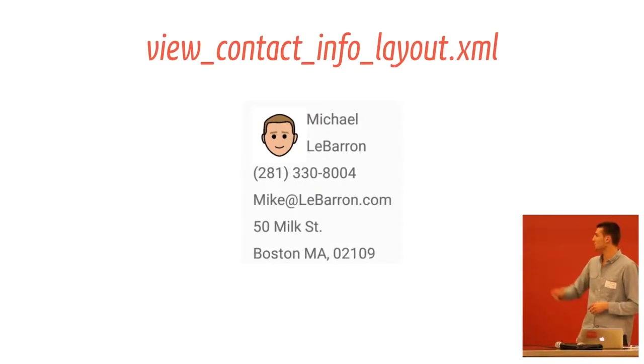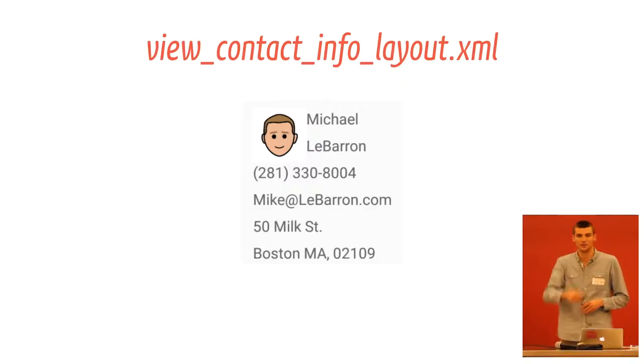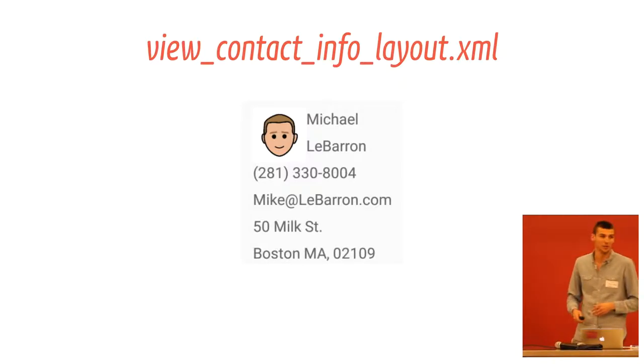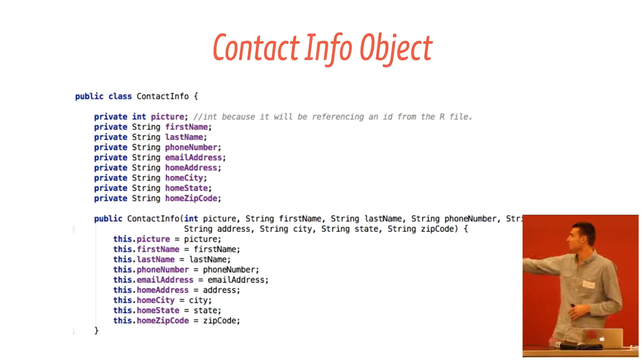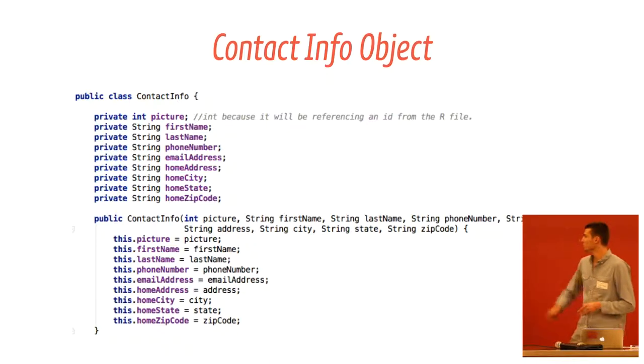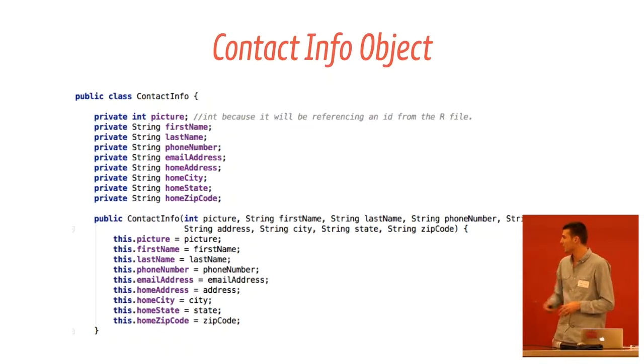So here's our contact info layout, just a basic layout backed by a vertical linear layout. And if you don't recognize him, Michael LeBaron's right there. This is his avatar. Thank you. Here's our contact info object. This is the object that contains all the information we need to populate our reusable view. So we have a picture, first name, last name, email address, and basic stuff like that.